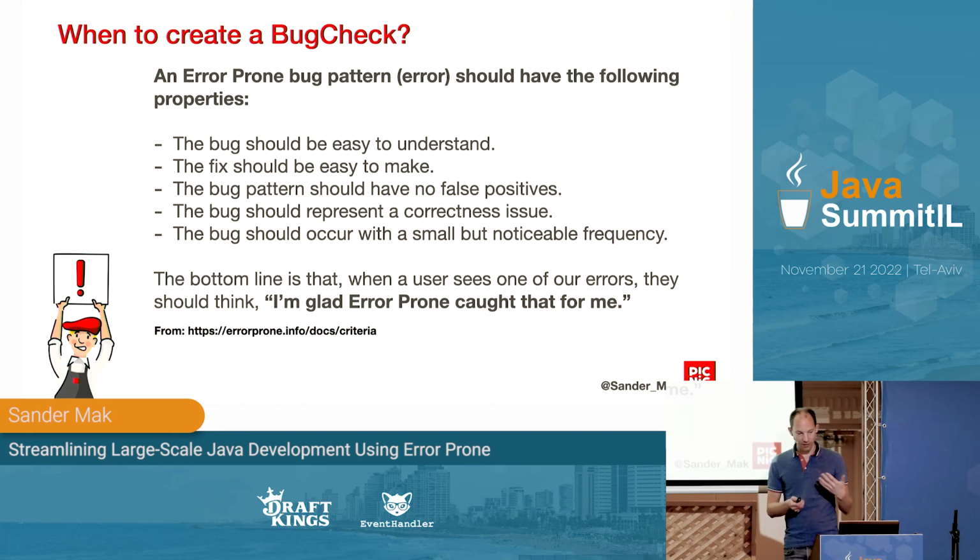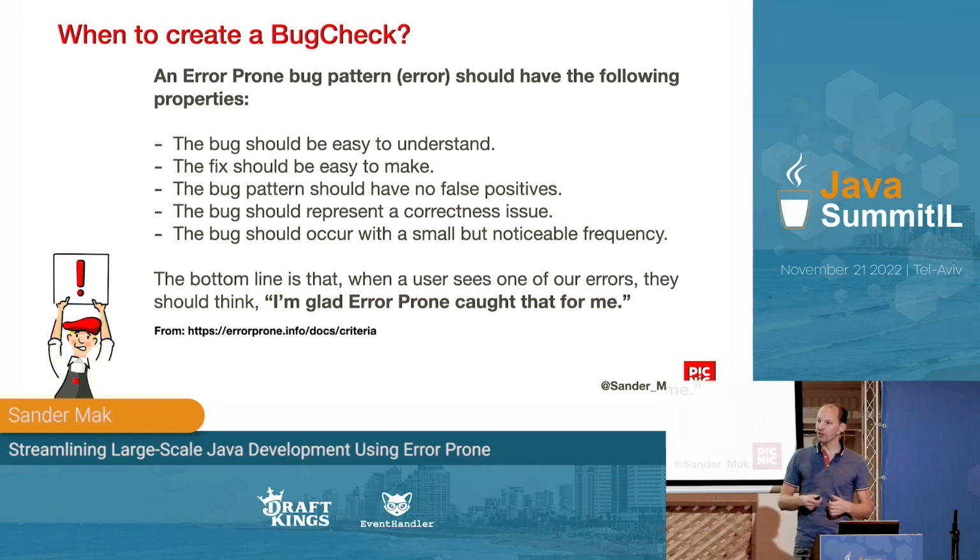So if you look at the error-prone website, there's some guidance on there if you want to create these bug checks yourself. In the end, the goal here is to create simple, small, understandable checks. So they should not do 100 things at the same time. They should be composable, and should have no false positives.